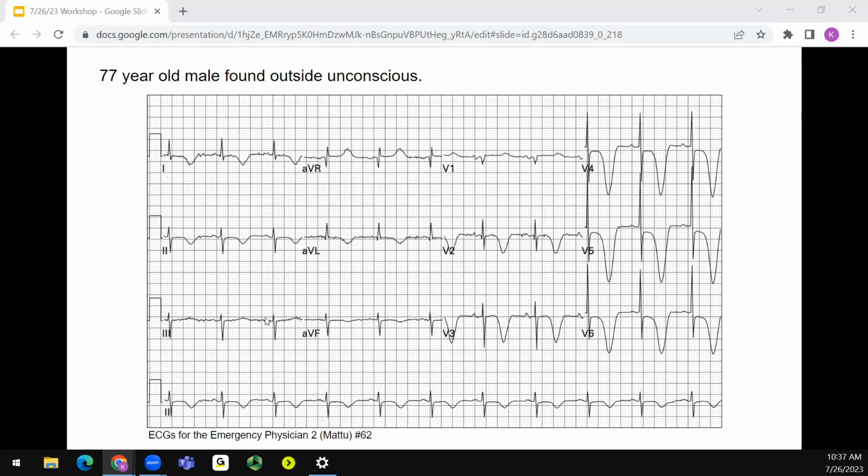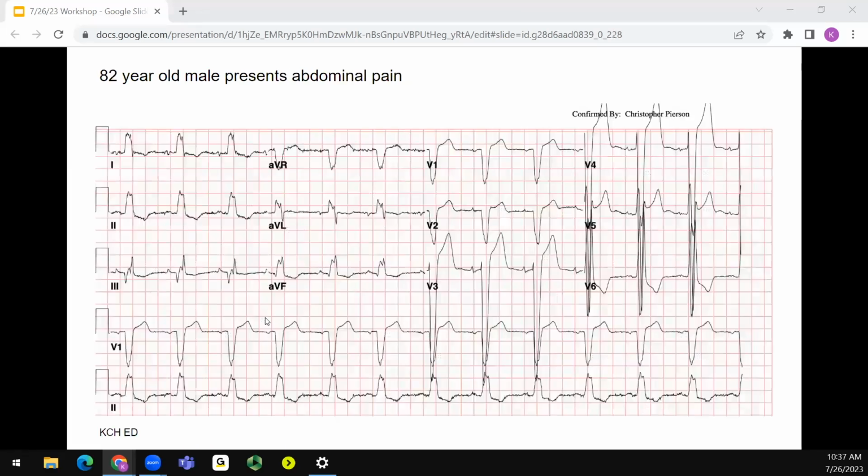All right. We're running out of time, so let's get to the next one. This is an 82-year-old male presents with abdominal pain. So sinus rhythm. Okay. Rate. So normal sinus rhythm. How are the intervals?